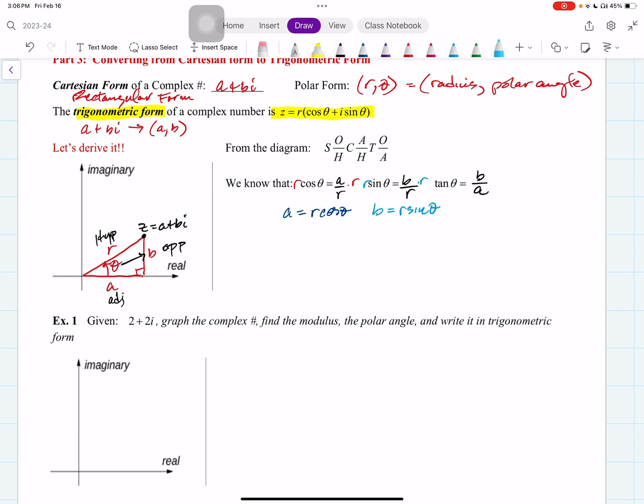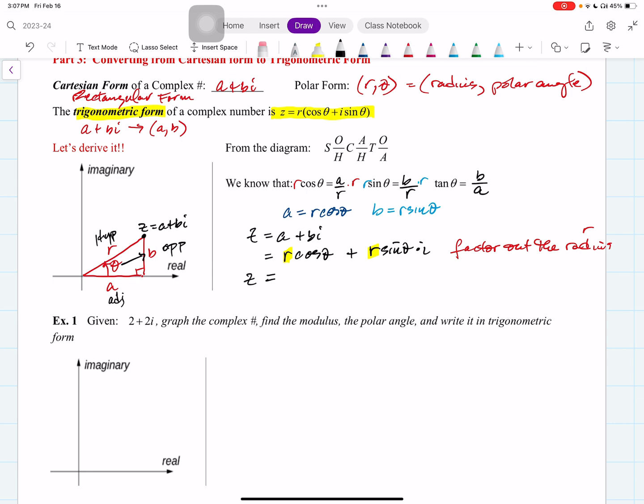Now I want to start off with my general Cartesian form. I know that z is a plus bi in general. Well, I know a is r cosine theta, so I substitute this in: r times the cosine of theta, plus bi. Since b is r sine theta, that's r times sine theta, times i. Now I want to factor out a common factor here, and you'll notice that r is in common, and whenever a factor is in common, you factor it out. So factor out the r, the radius.